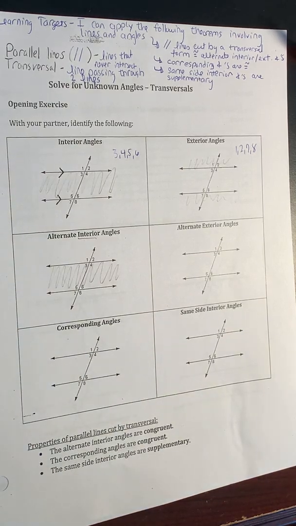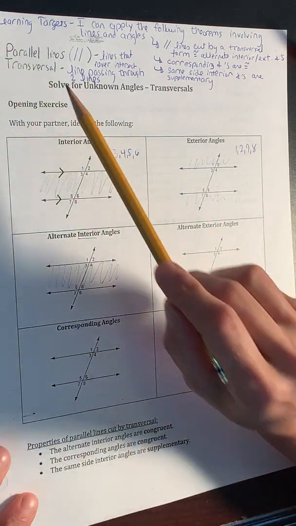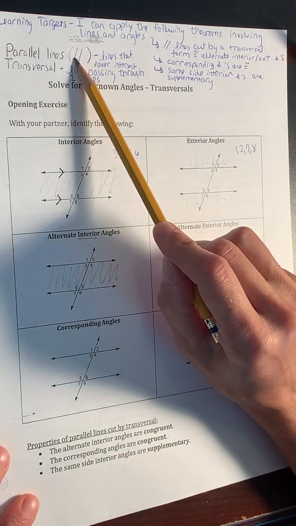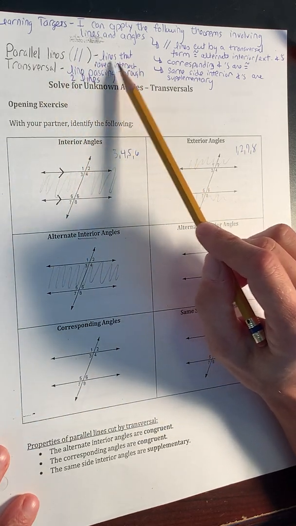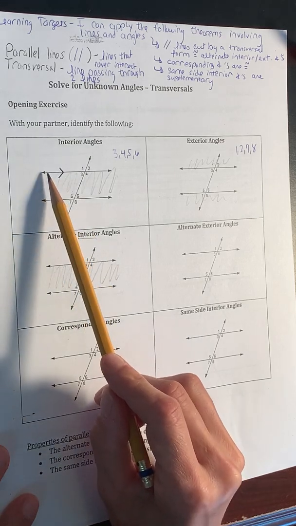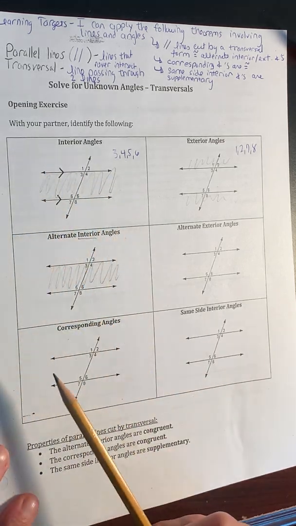Welcome to today's lesson, solving for unknown angles when transversals are involved. Before we begin, we're going to do a quick review of some vocabulary terms. Parallel lines, here's a symbol for parallel. Looks like an 11. Lines that never intersect or touch. So in the first example, these would be our parallel lines.